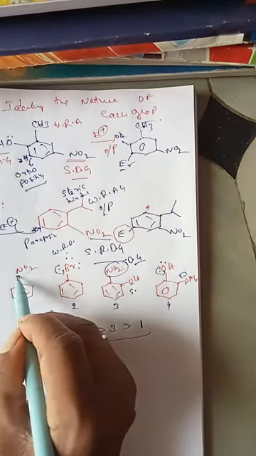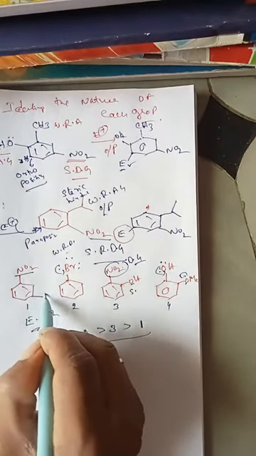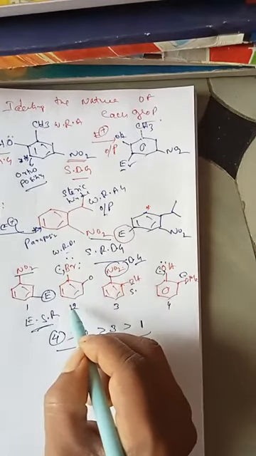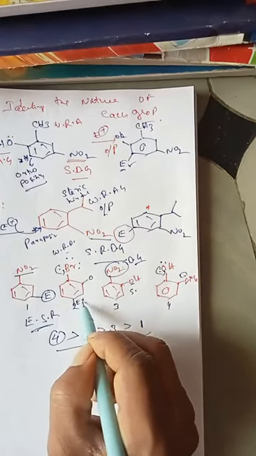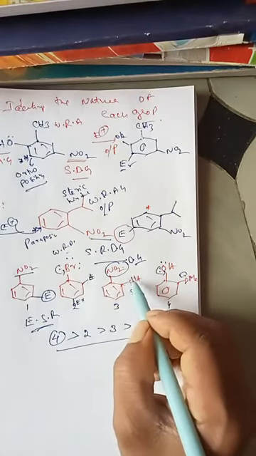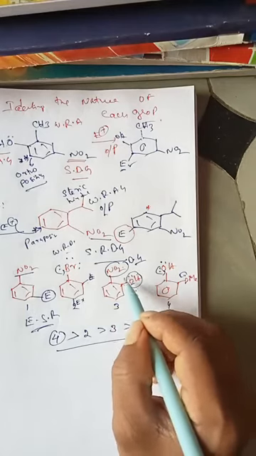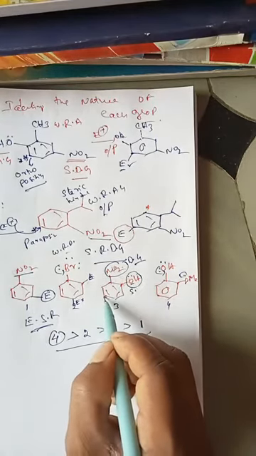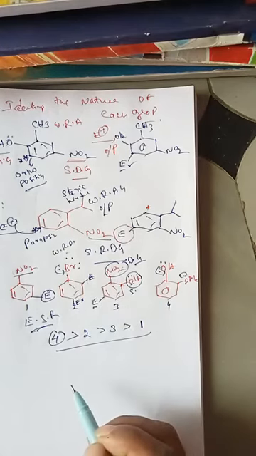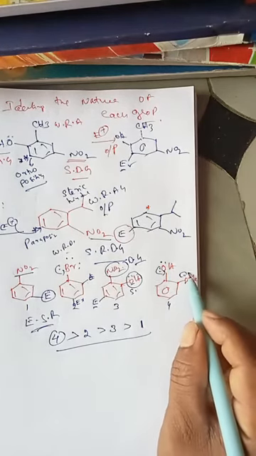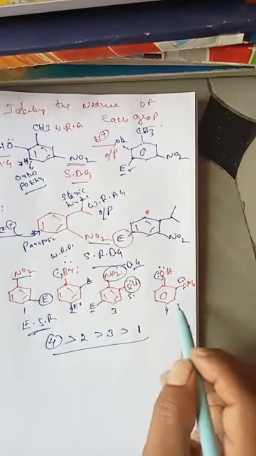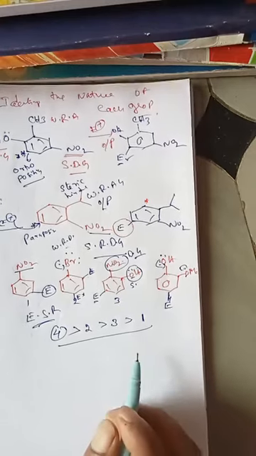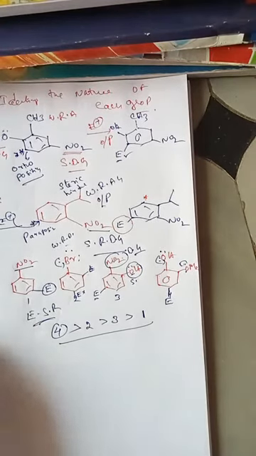Because of the strong ring deactivating group, the electrophile goes to the meta position here, and here the electrophile goes to the ortho or para position. But you can see, because this is a ring activating group and the nitro group is already at the ortho position, the electrophile goes to the para position. Here also, because the ortho position is already occupied by methoxy, the electrophile goes to the para position. So this is the simplest way to identify.